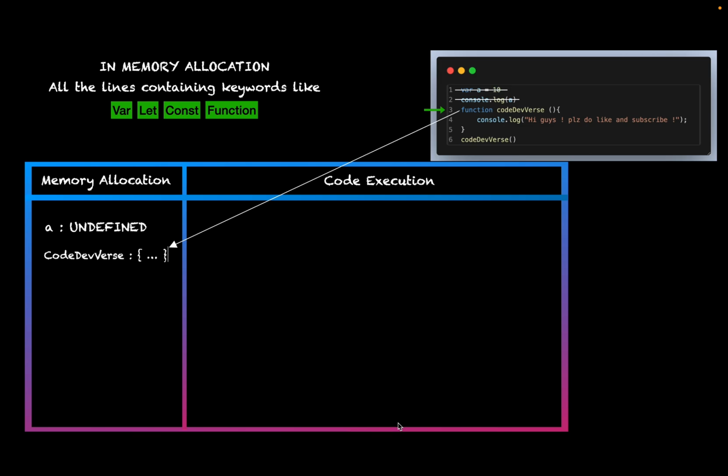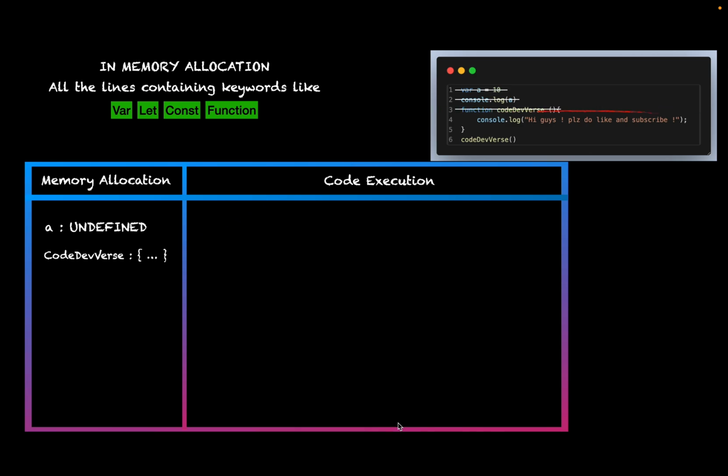So here comes the function name, and in front of the function name, the complete function will get stored line by line. So CodeDev Verse will have the complete function. Whatever is written inside the function will be stored in front of the function name. So my dear friends, in the memory allocation phase, if you are a variable, you will be assigned undefined as an initial value. But if you are a function, the complete function as it is will get stored in your memory. So this line is also done in the memory allocation phase.